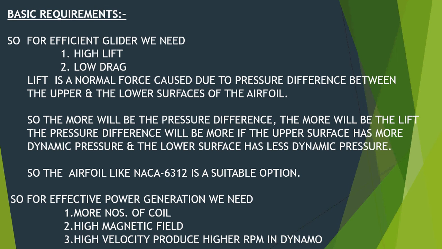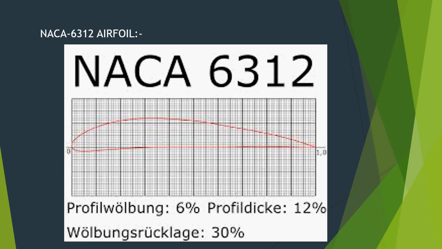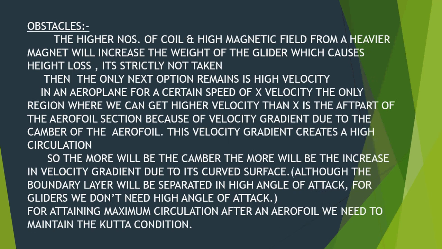So for effective power generation, we need three things as we discussed before: more number of coils, high magnetic field, and high velocity to produce higher RPM in the dynamo. Now this is the NACA 6312 airfoil. It has a highly cambered upper surface, so it is good for producing high lift.